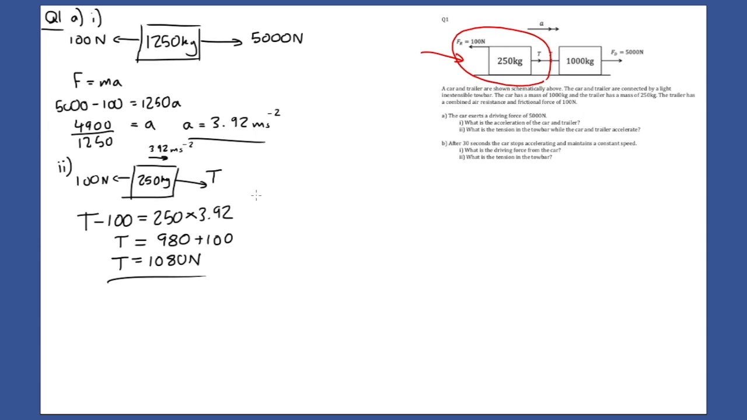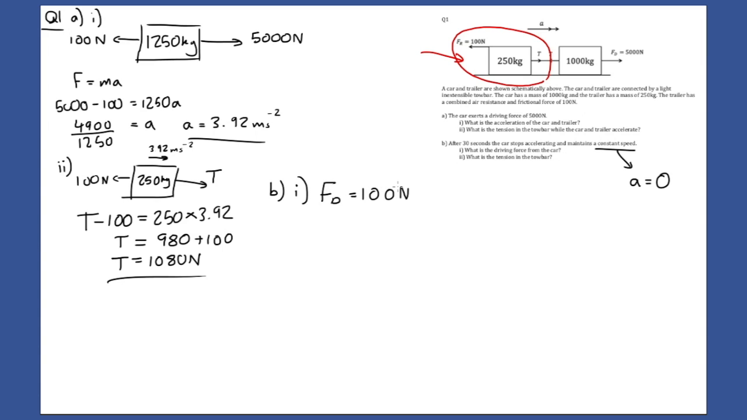Okay, for part B, after 30 seconds, the car stops accelerating and maintains a constant speed. So constant speed is the important part of this question. We know that constant speed means that our acceleration is now 0. So what is the driving force on the car? Well, for it to have a constant speed and the acceleration to be 0, everything must be balanced. So the driving force must balance out the resistive force. So the driving force must therefore be 100 newtons.